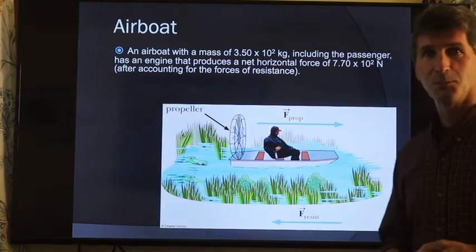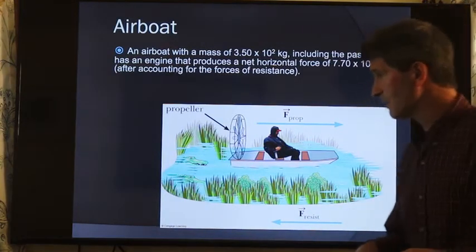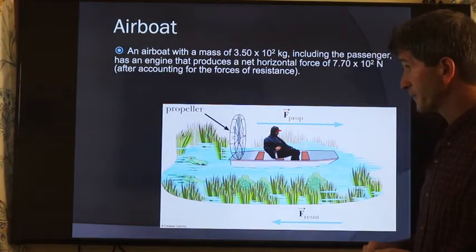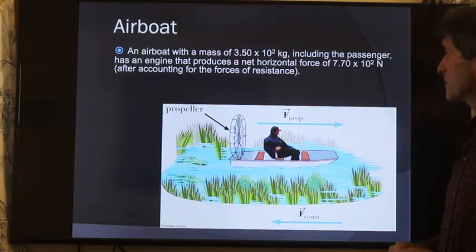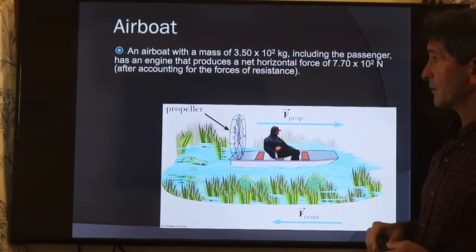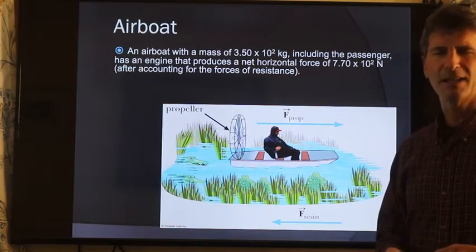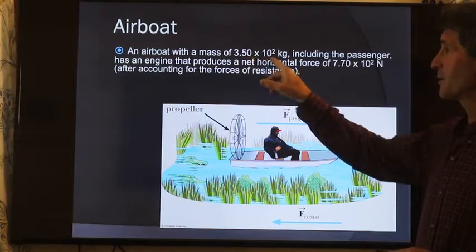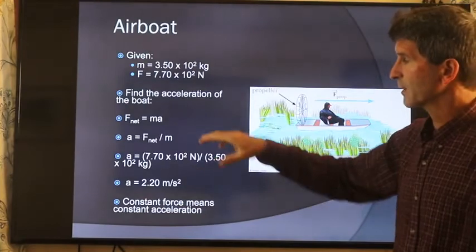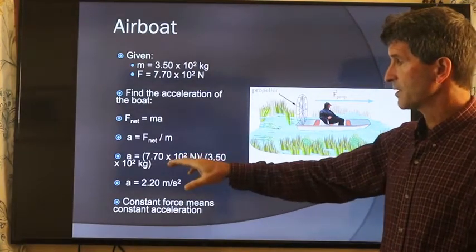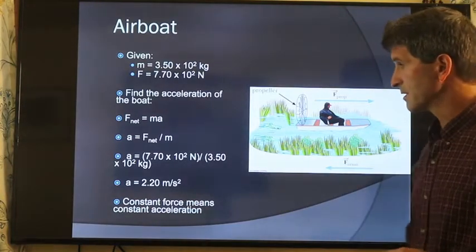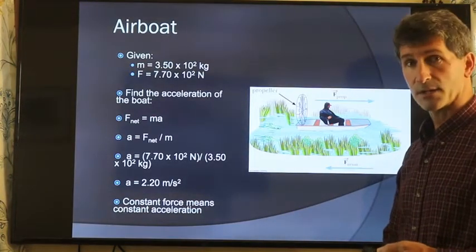Another example, a little more down to earth. Here we have an airboat. The propeller from the fan gives us 770 newtons of force forward. You have a mass of 350 kilograms. Notice we have scientific notation. You should know scientific notation. And if we take the mass and the force, we can calculate the acceleration. The acceleration is the force divided by the mass. This boat, when it first goes, can accelerate at about 2.2 meters per second squared.